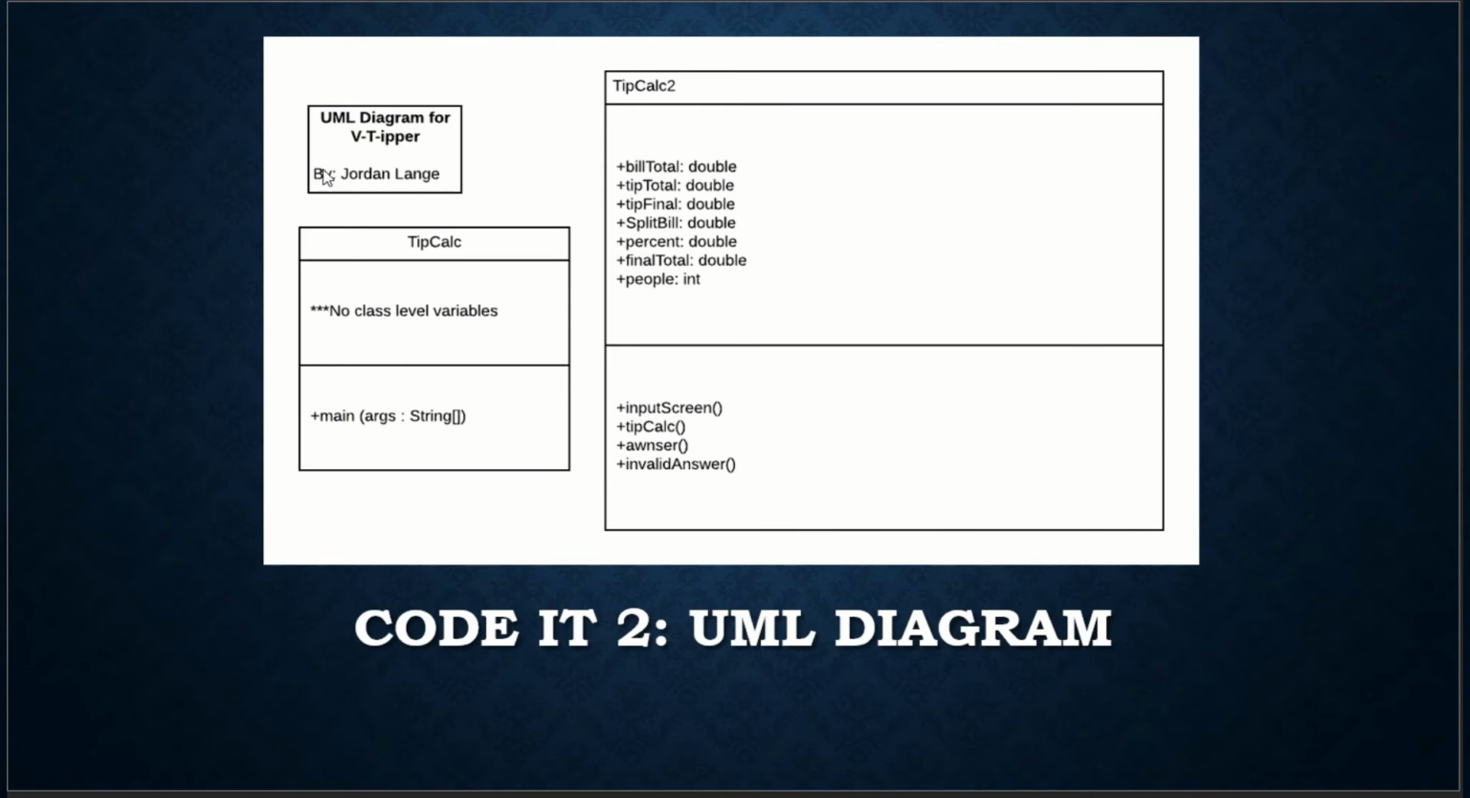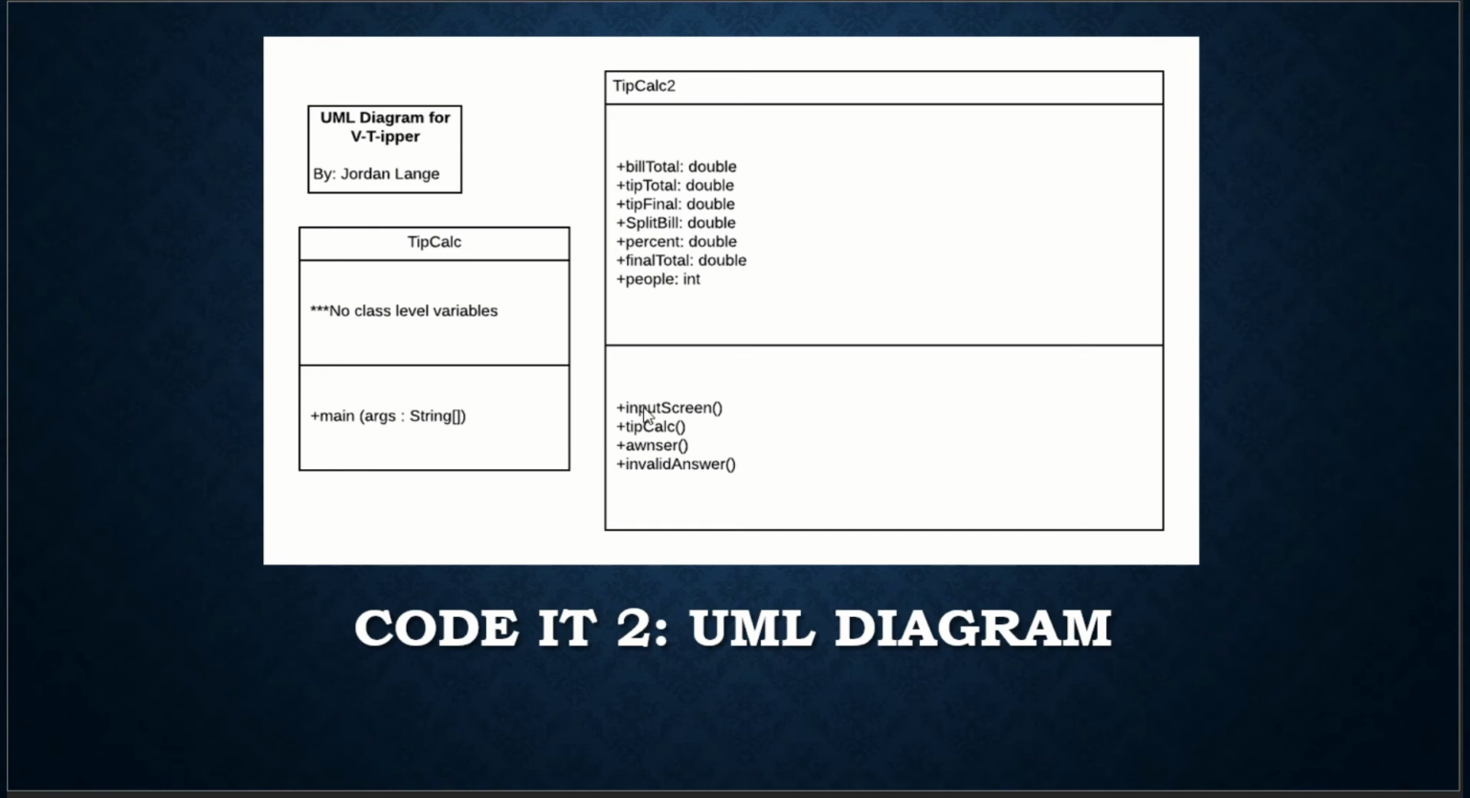This is the UML diagram for the program. It has two classes, TipCalc and TipCalc2. TipCalc is just the start of the program. It almost immediately gets out of here and goes into TipCalc2, which is where most of the calculation is done. Your variables are your bill total, your tip total, your tip final, your split bill, your percent, your final total, and your people.